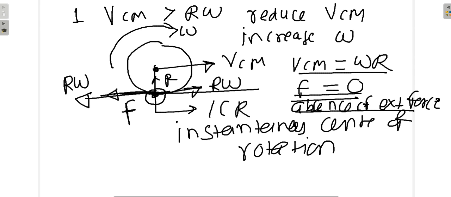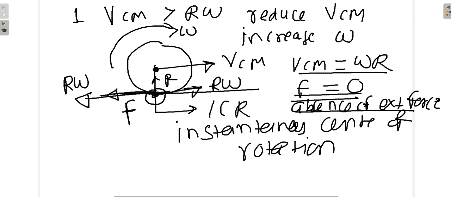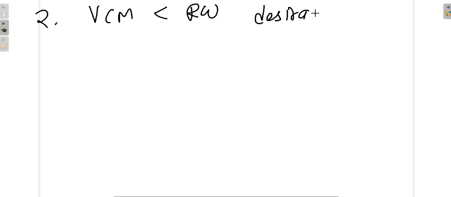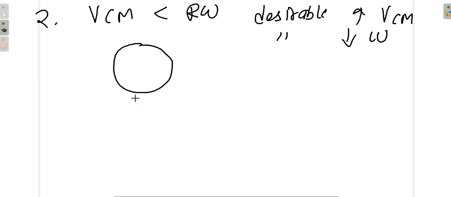Let us see condition number 2, in which VCM is less than r omega. Now what is desirable? It is desirable to increase the velocity of center of mass, and it is desirable to decrease the value of omega. Again, let us consider the situation. There is no external force.